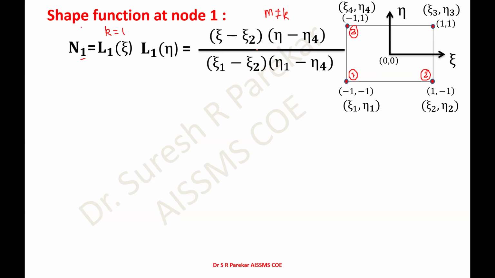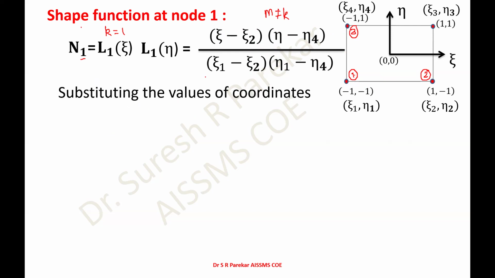Now to find the general equation for N1, we have to substitute the values of zeta 1, zeta 2, eta 1, eta 4. Those coordinate values we know, so we will put them in. Our N1 is proportional to zeta and N1 is proportional to eta. Now zeta 1 is minus 1, eta 1 is minus 1, zeta 2 is 1 and eta 4 is 1.